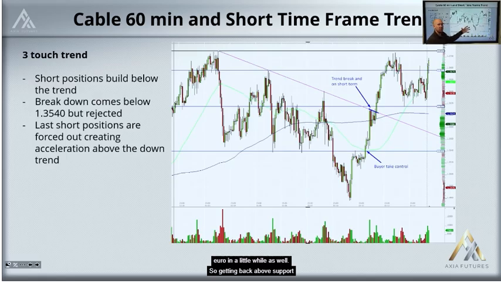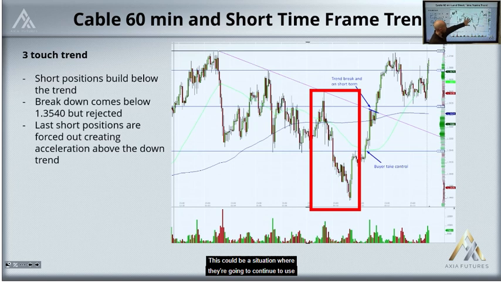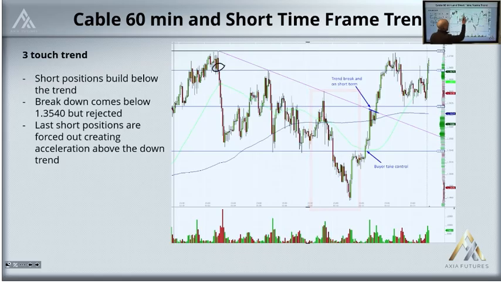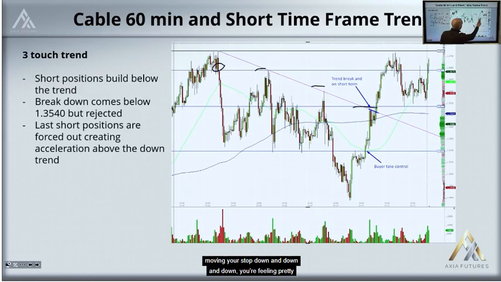So getting back above support now shows that these sellers are slightly under pressure. This could be a situation where they're going to continue to use the trend and continue to accumulate stops behind it. And if you've been selling from up here, moving your stop down and down and down, you're feeling pretty safe. However, you are going to be giving up more than 50% of your potential winner if you maintain your stop up there. And this is why many of the shorts will potentially get out. As such, you're not going to get too much selling on the way back. Shorts have now been paid. They've got what they're after. They're not necessarily going to sell when the market comes back.